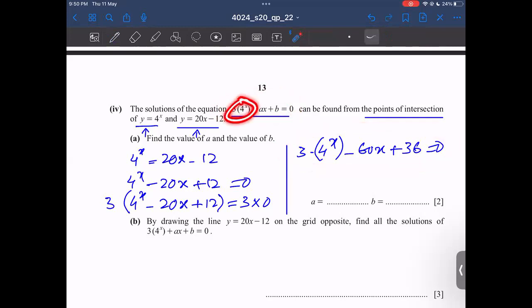Now the first term of this equation and this equation are exactly the same. So we can compare the second term, the coefficient of x, that is minus 60, with plus a. The value of a is minus 60. The value of b is 36. We got the value of b is 36.